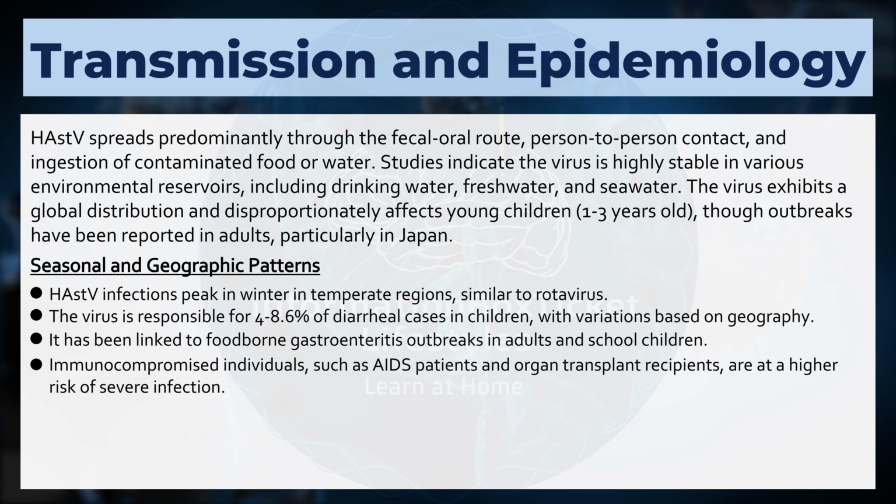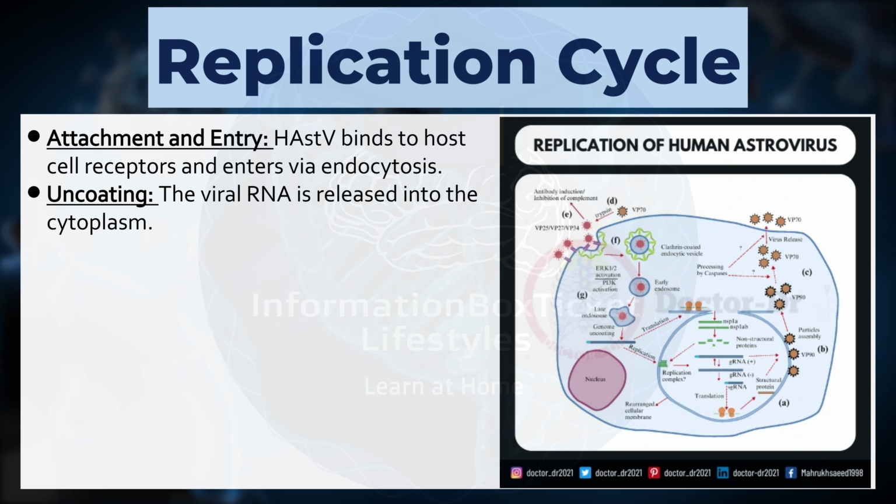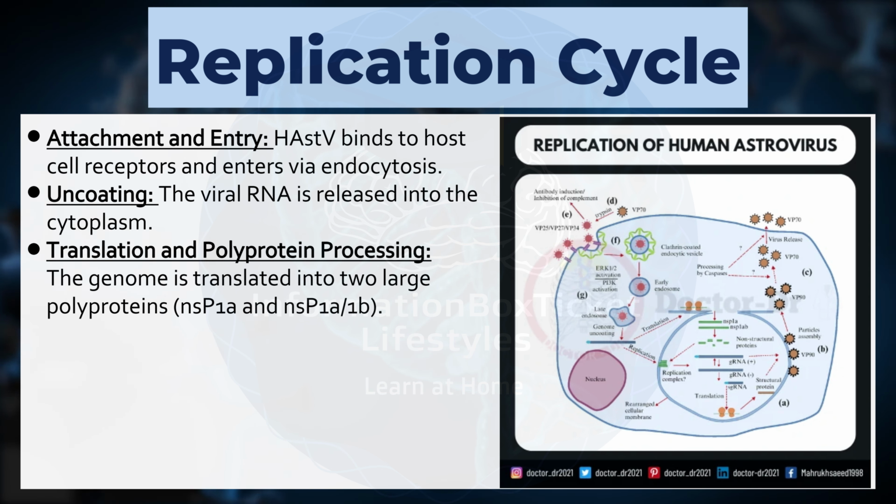Replication cycle. 1. Attachment and entry. Human astrovirus binds to host cell receptors and enters via endocytosis. Second, uncoating. The viral RNA is released into the cytoplasm. Third, translation and polyprotein processing.